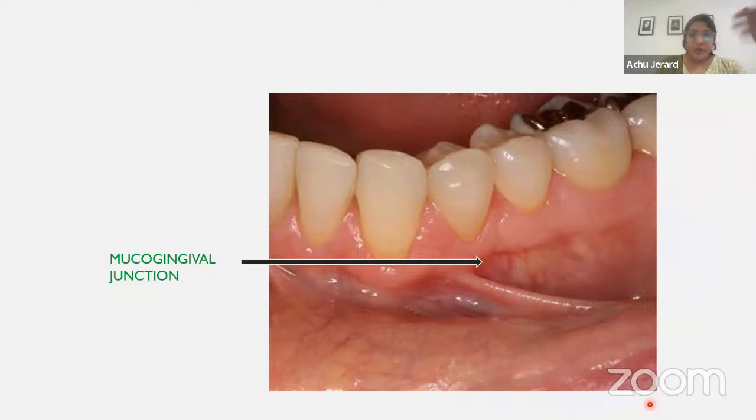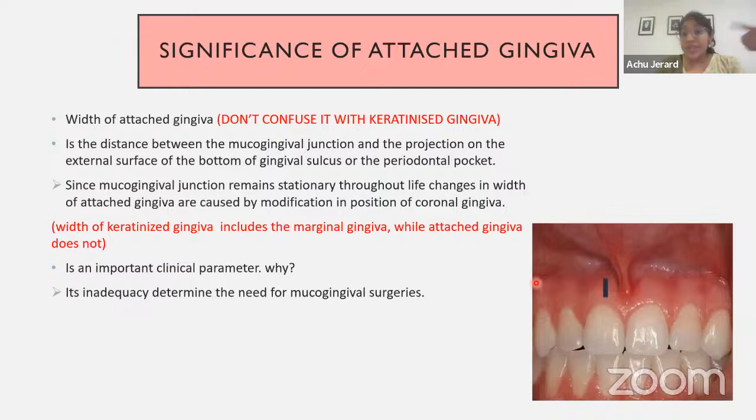So I've already told you about the mucogingival junction. Clinically, to observe it, you can see there is a well-defined demarcation between the attached gingiva and the alveolar mucosa. And this line, which is stationary throughout life, is called the mucogingival junction. Certain points I'll be repeating again and again so that they will stick in your mind.